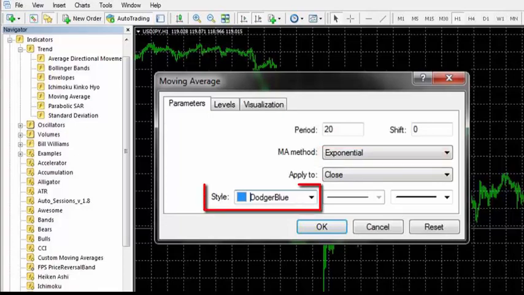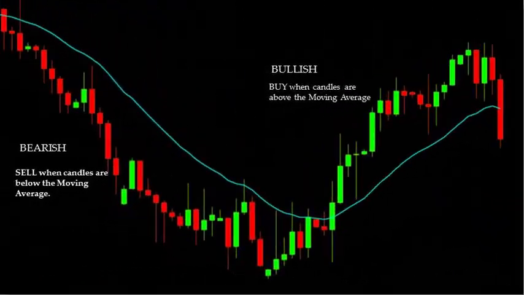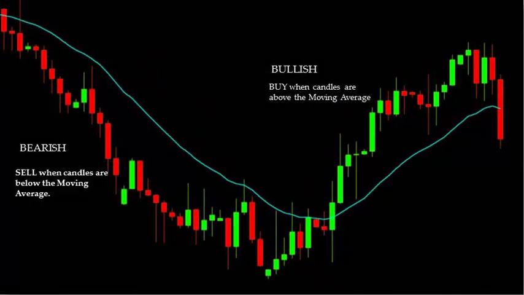Change the color to blue, and if you want to make the moving average line a little more visible, click on the drop arrow here and choose the second line from the top. And now you can hit OK. And there you have your very first moving average on your chart.